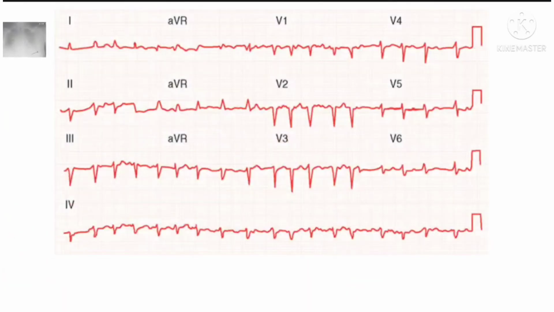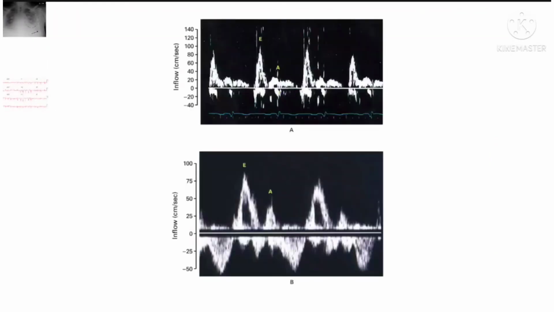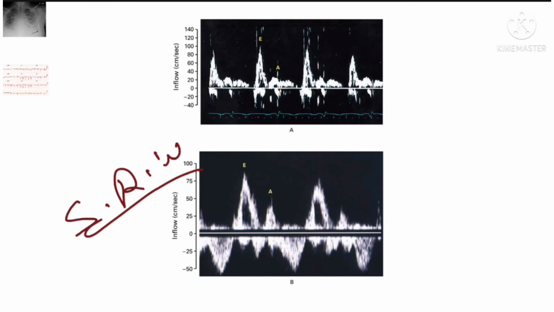The second investigation we will do is ECG. ECG of a restrictive cardiomyopathy patient is always a low voltage ECG, and it may show some non-specific ST changes. Now the third investigation we can do is Doppler study. In a Doppler of a restrictive cardiomyopathy patient, we will get square root sign. This is not characteristic for restrictive cardiomyopathy.